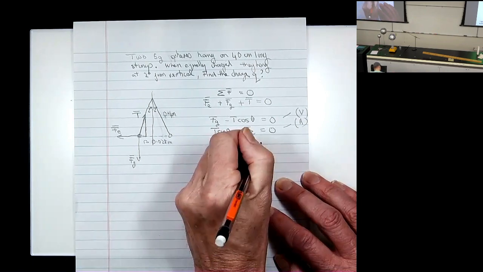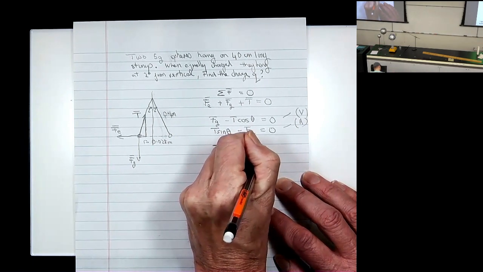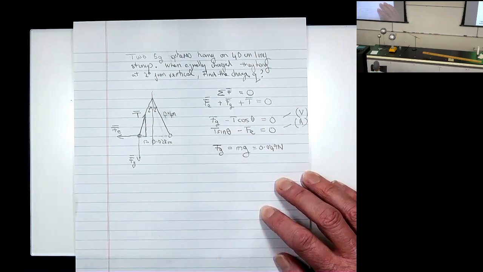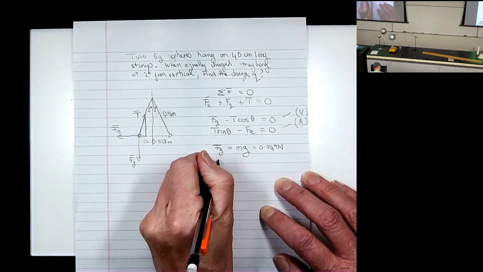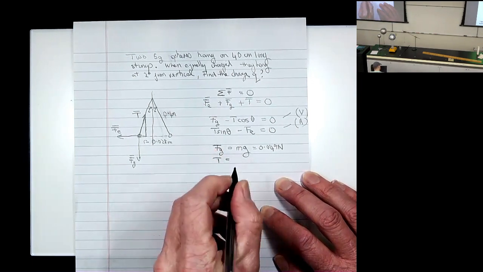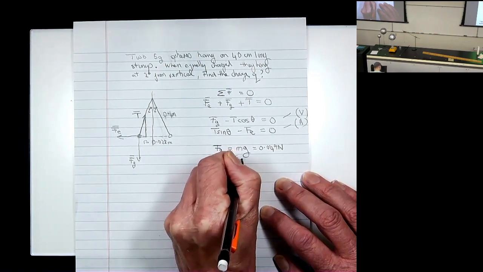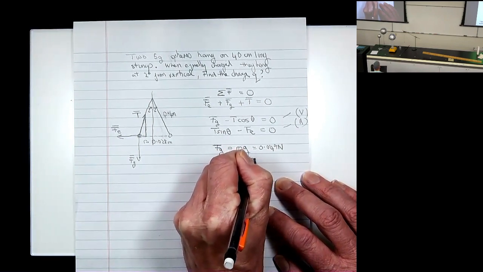If you calculate that, you get 0.049 newtons. So that's gravity. We've now nailed down one of these three forces. Next one I'm going to calculate is tension. Tension equals force of gravity divided by cosine theta.